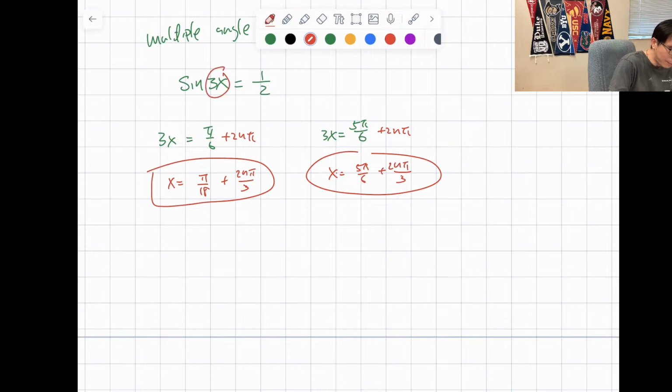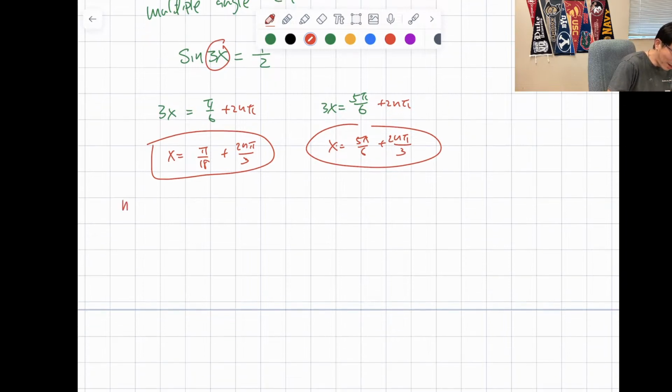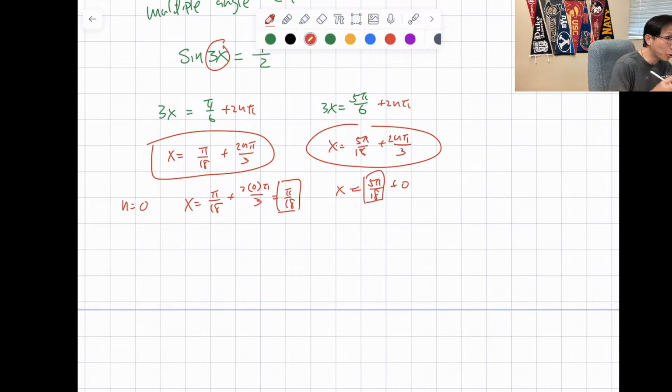So in this example, we have 3x. The way to tell how many answers there are is that if you have 3x, you should get 6 answers. And then you have to do n equal to 0. If I plug in n equal to 0 here, x equals pi over 18 plus 2 times 0 pi over 3, so that's equal to pi over 18. N equal to 0, basically this part is equal to 0. It's going to be 5 pi over 18, sorry. This one's 18, this is 18, plus 0. So then you're going to have solutions here, solutions here. You got 2 solutions. Your total should have 6.